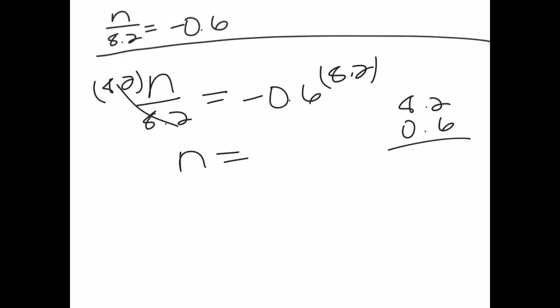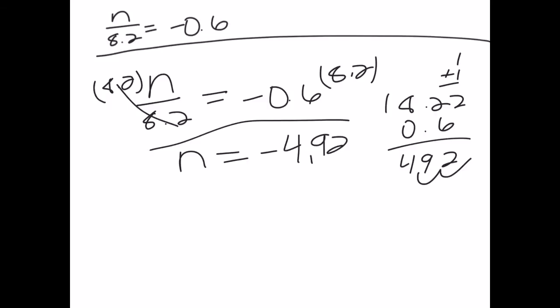2 times 6 is 12, that's 1. 6 times 8 is 48, plus 1 is 49. Then you do 1, 2. It's 2, then you bring that over twice. And it equals negative 4.92.